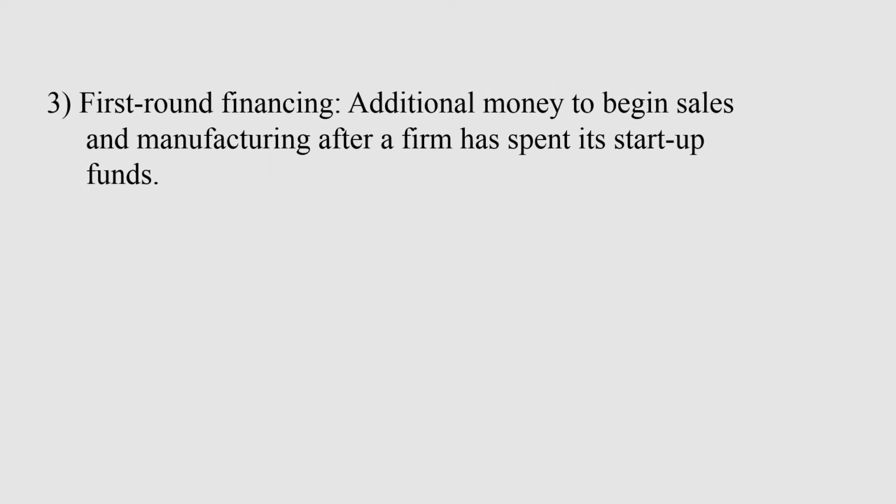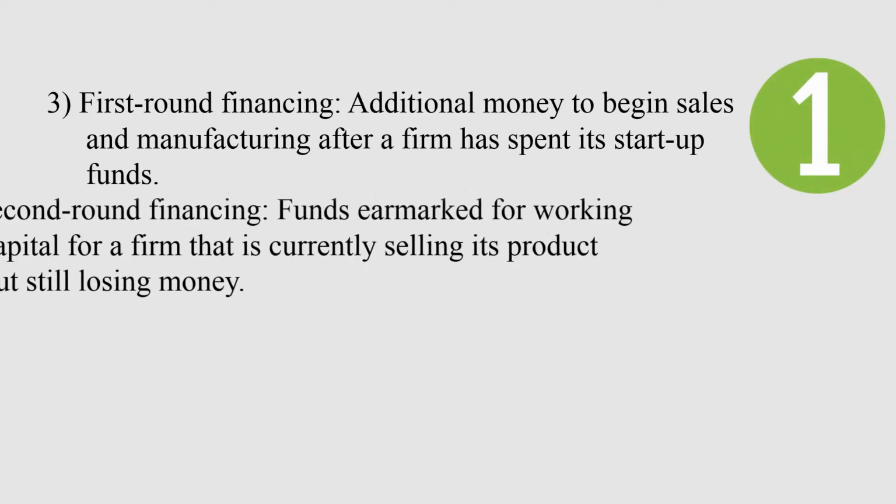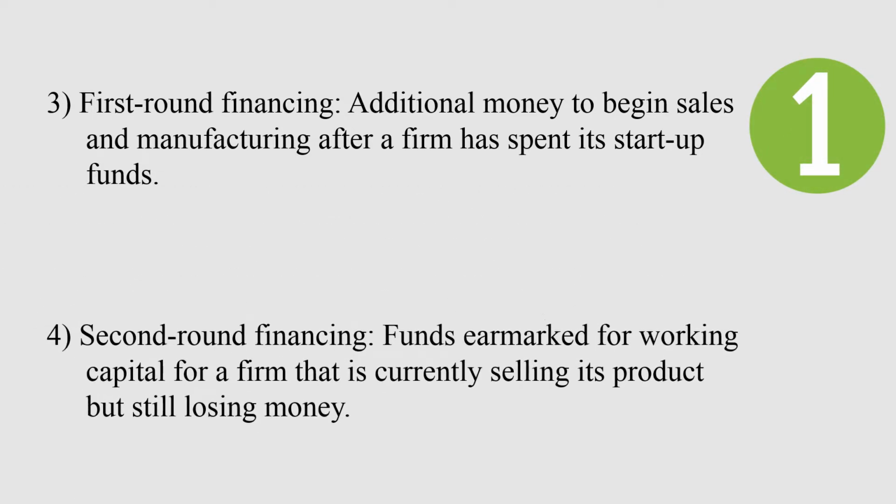The third one is first round financing. It is additional money to begin sales and manufacturing after a firm has spent its startup funds. And the fourth stage is second round financing. Funds earmarked for working capital for a firm that is currently selling its product but still losing money.